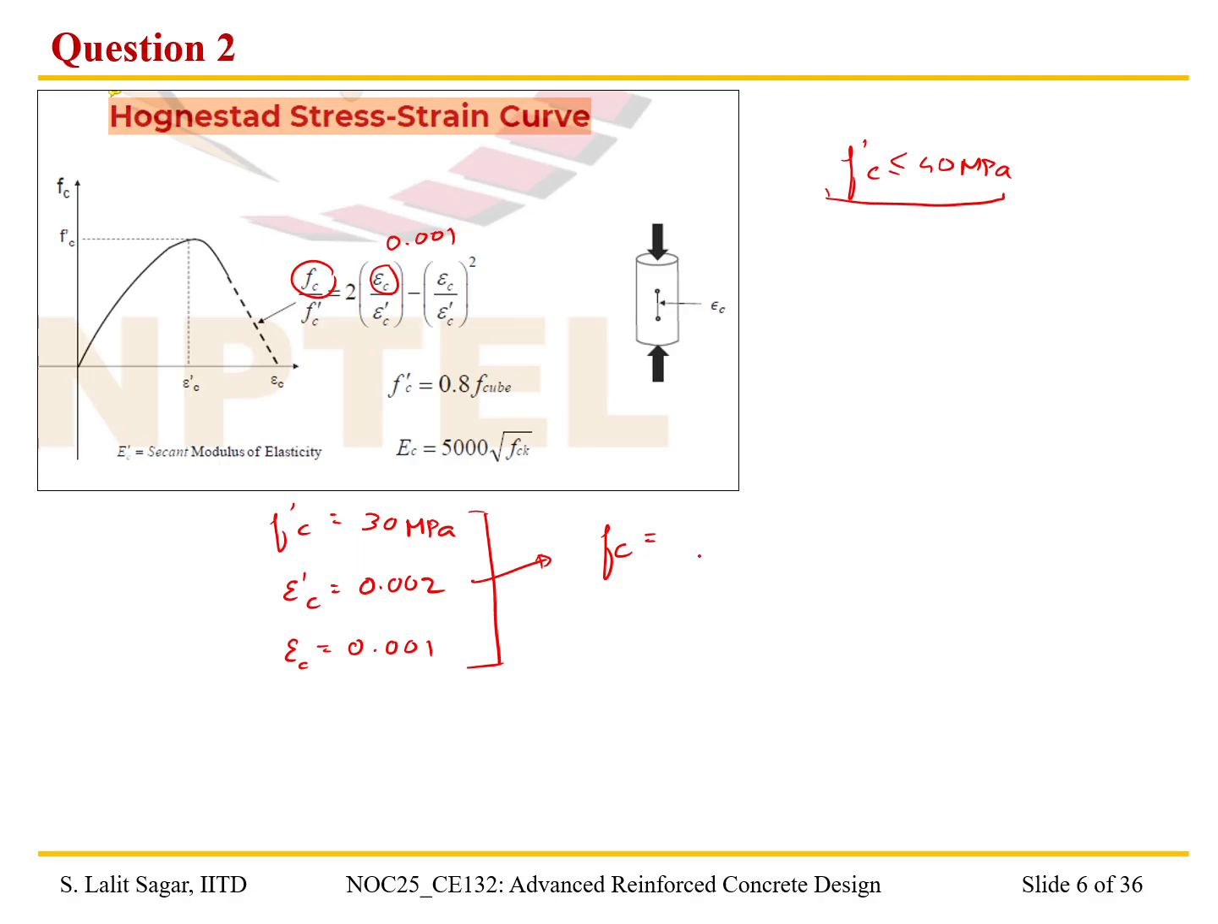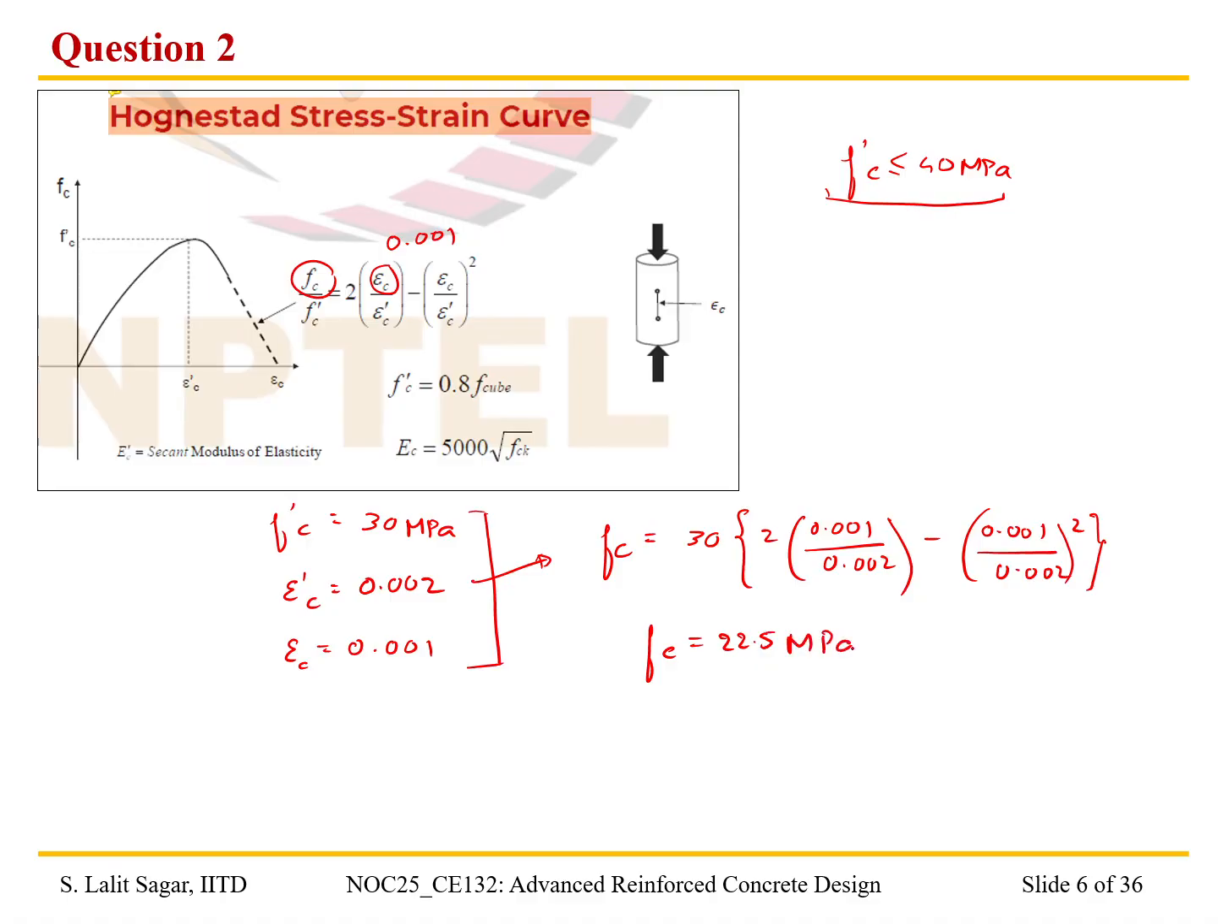Fc is equal to 30 outside, times 2 times 0.001 by 0.002 minus 0.001 by 0.002 whole square. Corresponding to this, I'm getting a value of 22.5 MPa. Fc is equal to 22.5 MPa.